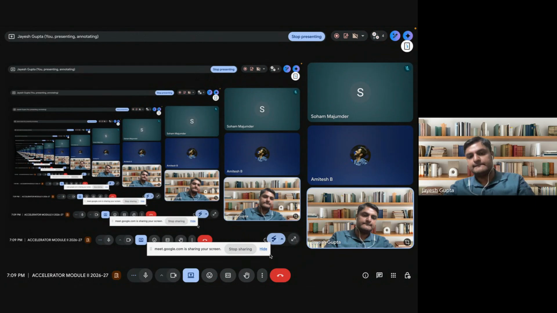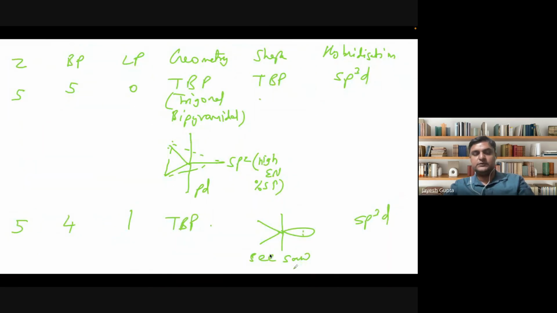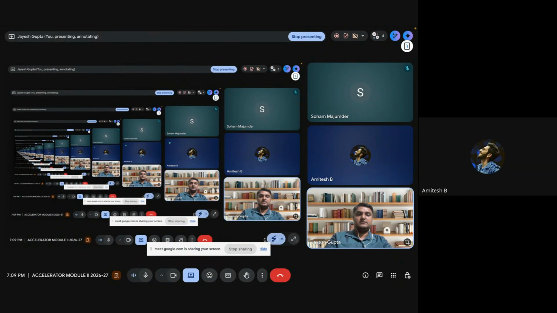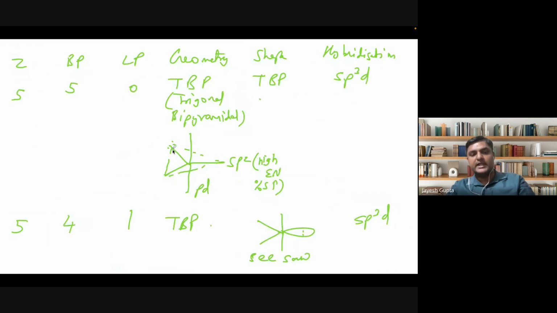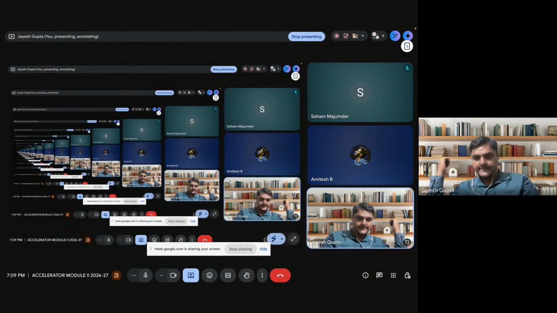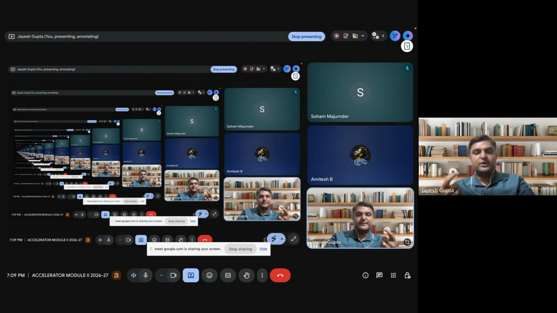Equatorial and axial, you understood or not? What is equatorial? What is axial? Yes, sir. So I was telling that equatorial hybridization will be sp2, meaning sp3d can be written as sp2 plus pd. sp2 is the hybridization of those three valencies in one plane, that is equatorial, because sp2 orbitals are also 120 degrees apart. So equatorial hybridization is sp2, axial hybridization is pd.